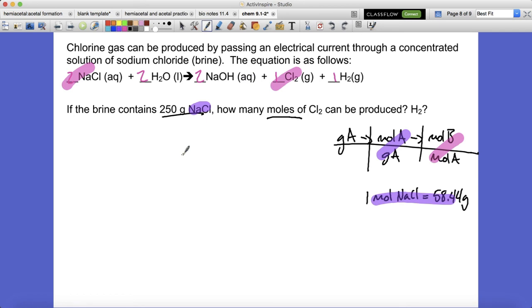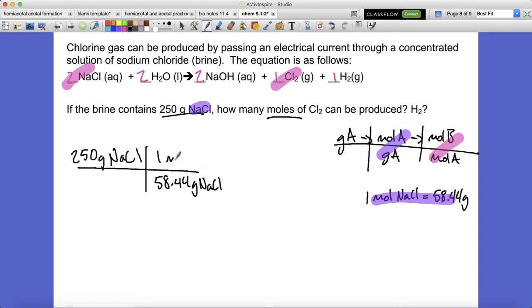And then I'm just going to do what I got to do. I've already figured out what I need. I know what the work should look like. I just have to start filling in with what I know. So this is my starting mass, 250 grams of sodium chloride that I dissolved in water and then ran some electricity through it. Now I have a molar mass to use. I'm going to put the mass on the bottom, 58.44 grams, and that's 1 mole.